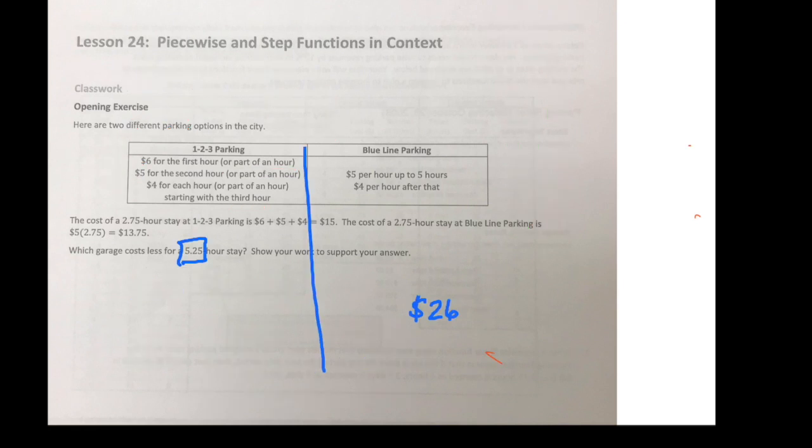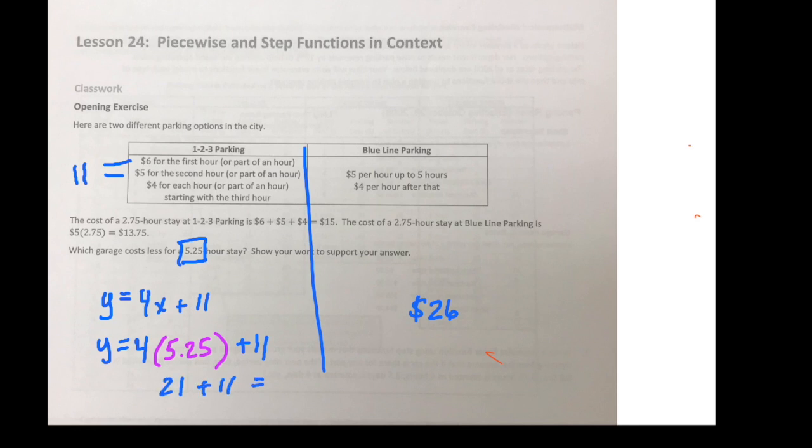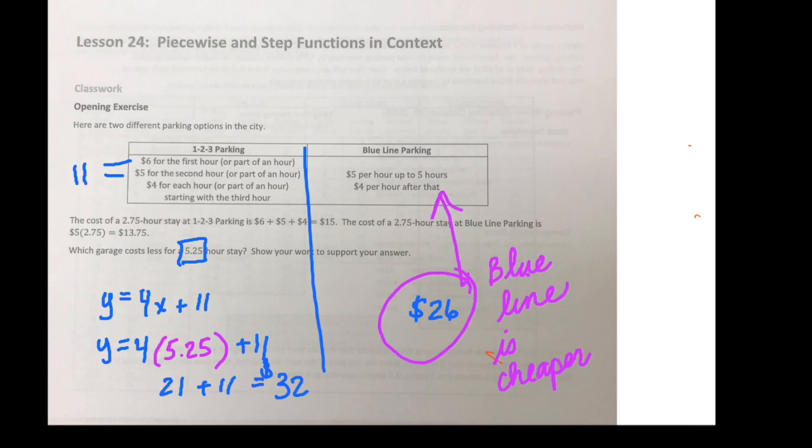So to answer the question, which one is cheaper? Now, I went ahead and accidentally deleted all my other equations that I had. But if you're taking notes, you'll have them in front of you. So I'm doing the math for the 1, 2, 3 parking. And I'm actually making a mistake right here because I should not be plugging in the 5.25 since I've already charged 6 and 5 for the first and second hour. So it should actually be times 4. Either way, it would end up being 27. And the blue line is going to be cheaper at 26.